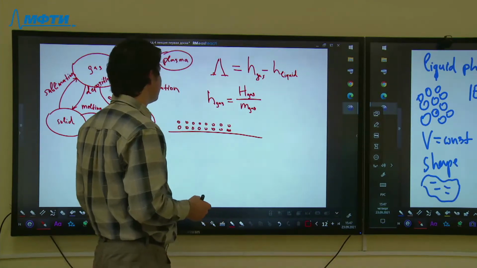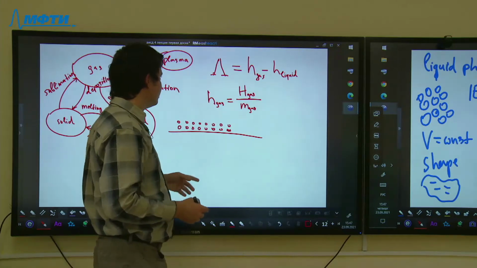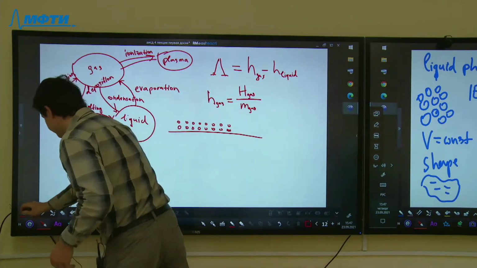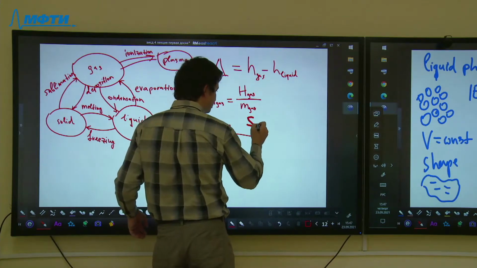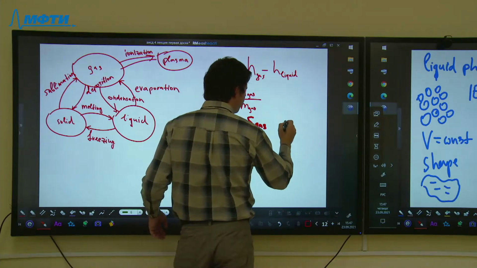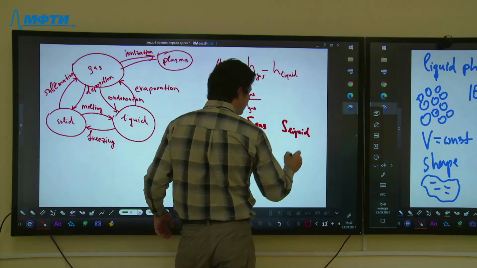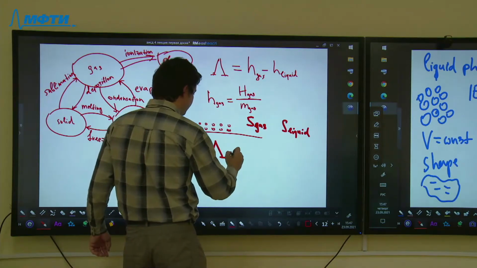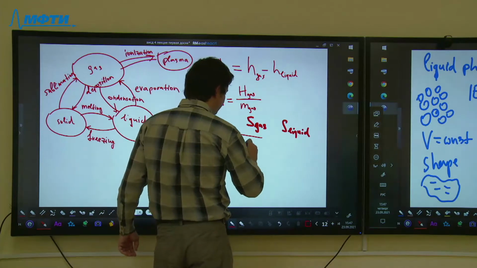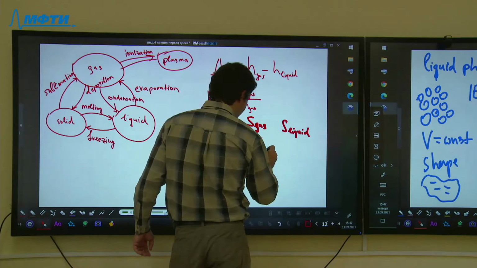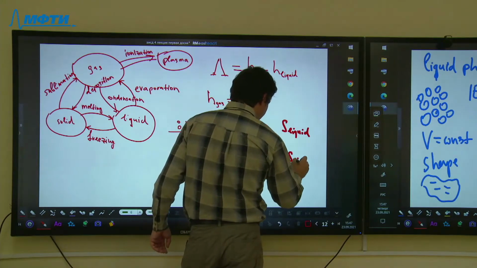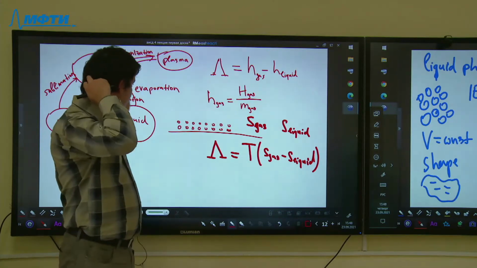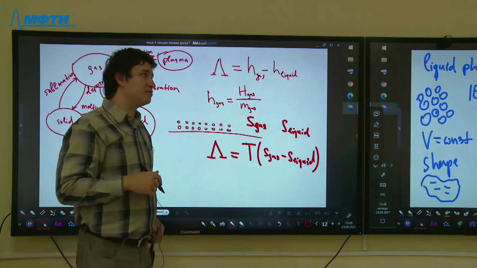And in addition to these changes, you not only have the change in the enthalpy, you also have the change in entropy. So I can also introduce some specific entropy of gas phase and specific entropy of liquid phase. And again, this lambda here is temperature times the change in the specific entropy. Okay. And any of such processes is accompanied with this heat, sometimes called hidden heat.